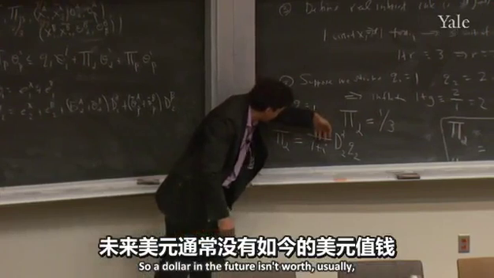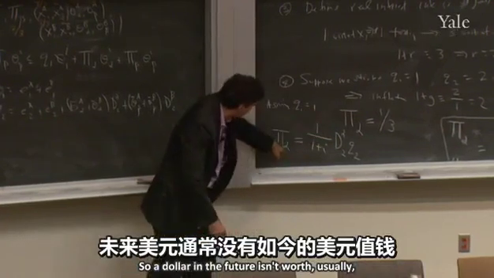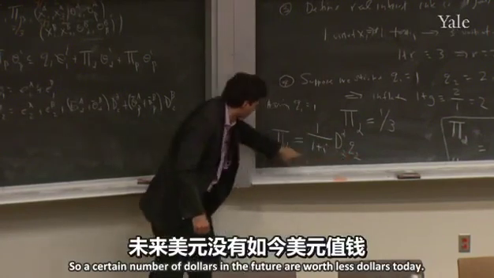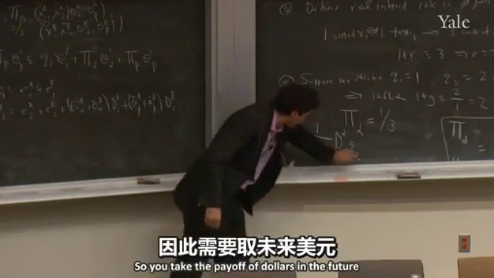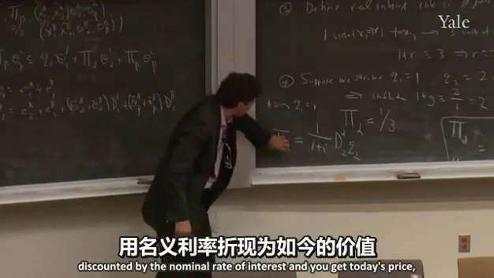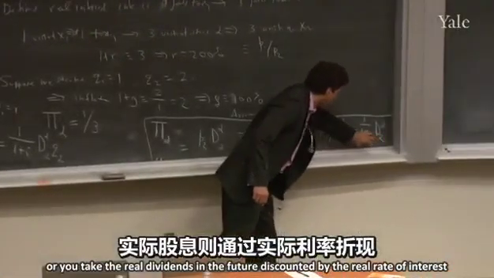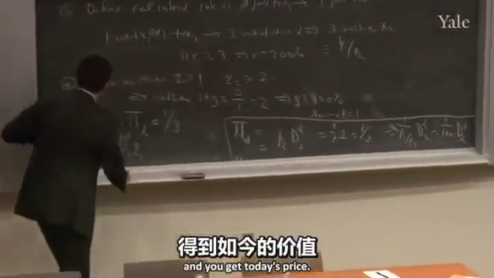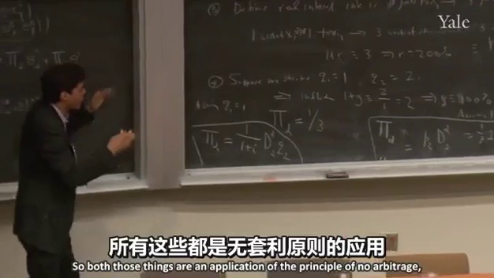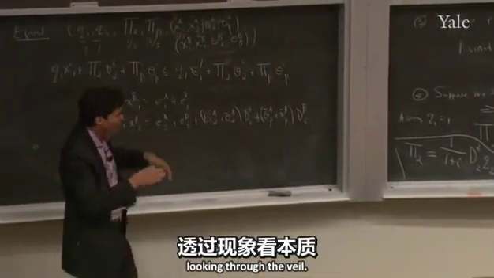So $1 in the future isn't worth usually as much as $1 today, so you have to discount it. So a certain number of dollars in the future are worth fewer dollars today. So you take the payoff of dollars in the future, discounted by the nominal rate of interest, and you get today's price. Or you take the real dividends in the future, discounted by the real rate of interest, and you get today's price. So both those things are an application of the principle of no arbitrage looking through the veil.